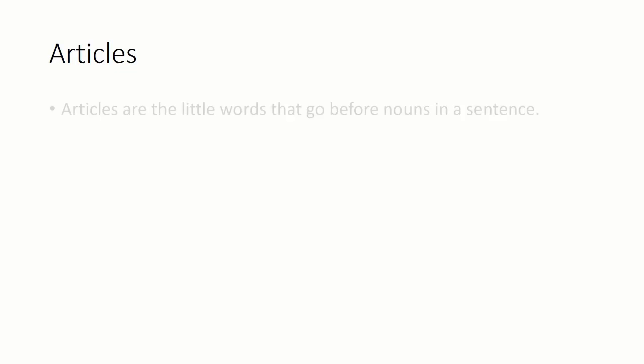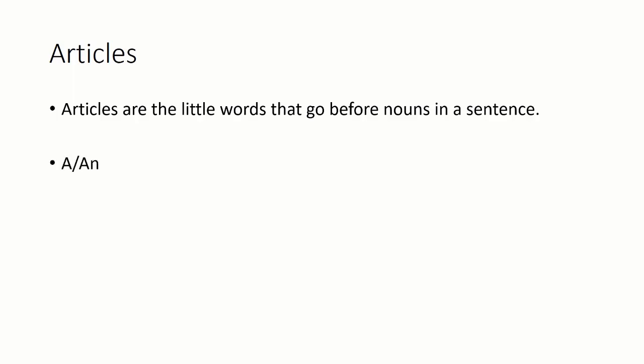So, articles are the little words that go before nouns in a sentence. When you are writing a sentence, you know what a noun is, I'm not going to tell you what a noun is, but you should know that. And before a noun, you will have an article, or you will not have an article. So, you might have a or an, you might have the, or you might have zero article. When I'm talking about zero article, I'm talking about no article. So, before a noun, there's just nothing. And so these are the four things that you might see before a noun: a, an, the, or zero article.